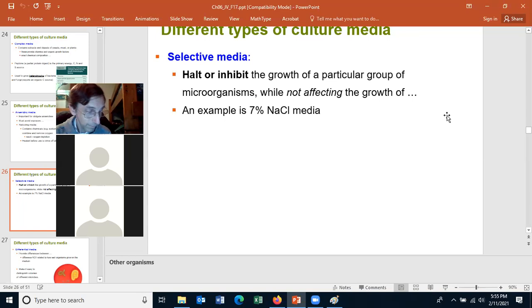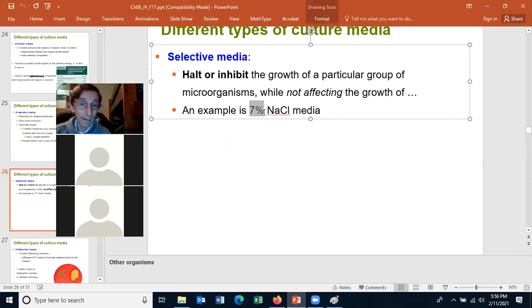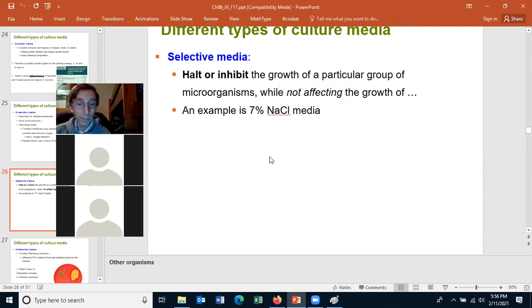Staphylococcus species can grow in 7% sodium chloride media. Streptococcus species cannot grow in 7% sodium chloride media. Most organisms do not grow at more than 1 to 2% sodium chloride. And so if it grows in 7% sodium chloride media or something higher in sodium chloride, we call that a halophile. Halo means salt, and phile, salt lover. Any question about that?